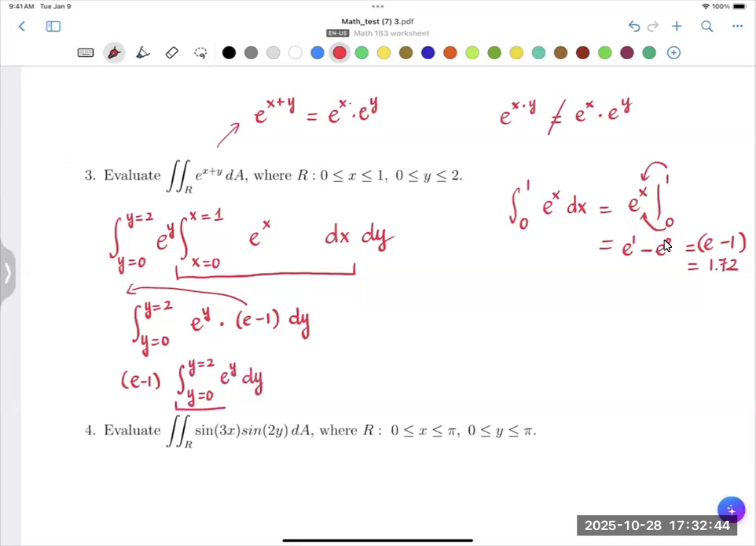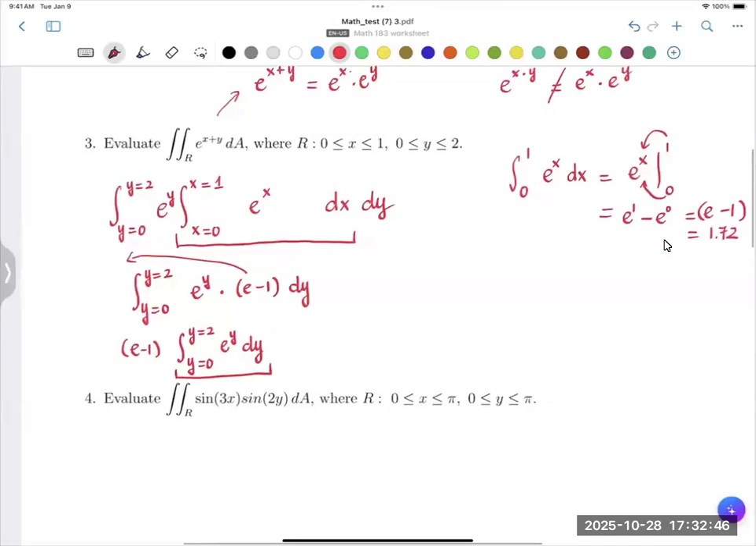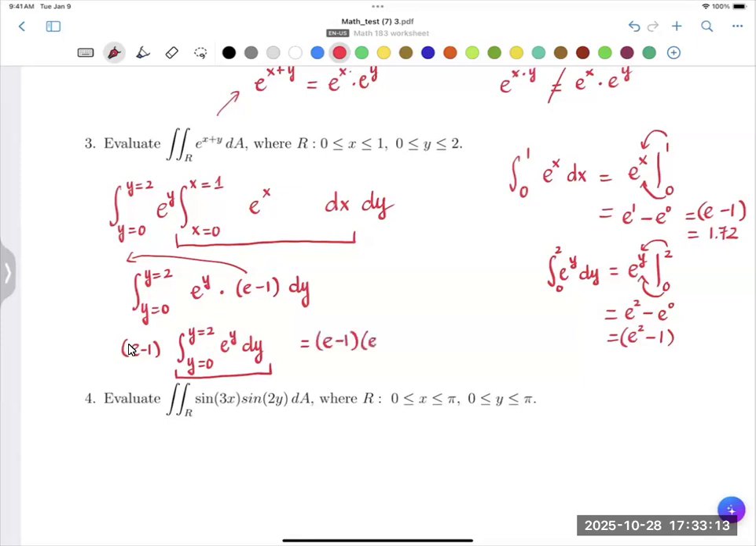And now we have to integrate this. The integral of e to the power y dy from 0 to 2 is e to the power y, and then we take that from 0 to 2. Putting in the y values, we have e to the power 2 minus e to the power 0, so e to the power 2 minus 1. And then we put that back into this. We have e minus 1 times e squared minus 1. This is going to be the answer for that double integral. Okay?